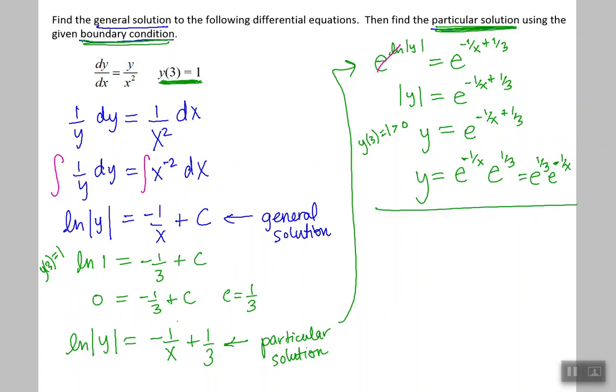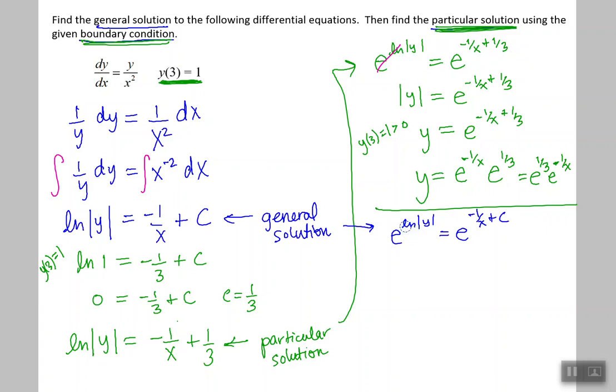There are also ways to rearrange the general solution if we needed to solve for y. Let's look at how we can do that. If I exponentiate from here without finding the c first, it looks like this. e to the natural log of the absolute value of y equals e to the negative 1 over x plus c. Very much like what we had in the particular solution.